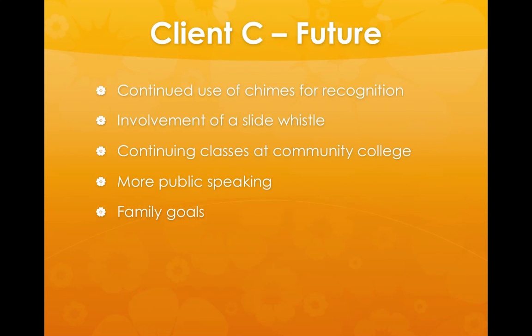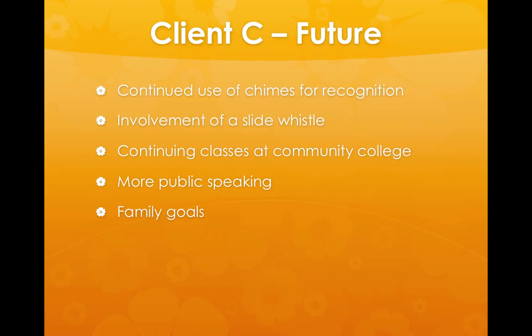In the future with Client C, I think that the continued use of the chimes has been helpful. I think that they would continue to be helpful. I think it would be great if we started to involve a slide whistle so that he could feel that movement more than just him singing. He could even see the elongation of the slide whistle when you drop the sound and you pull the slide out.